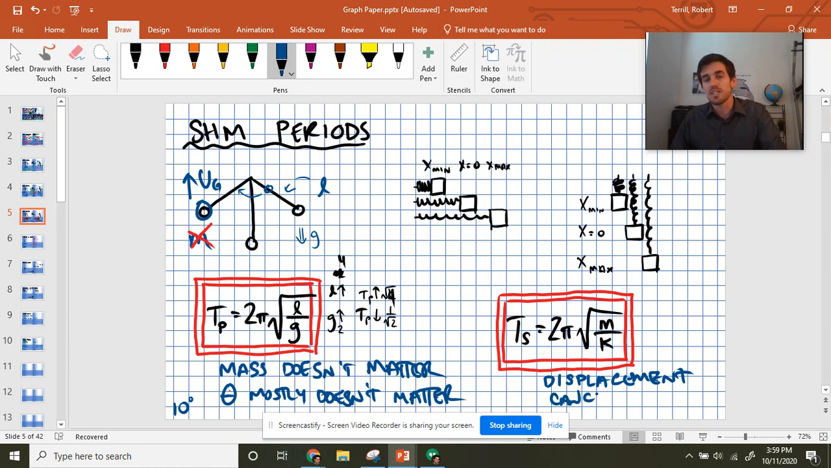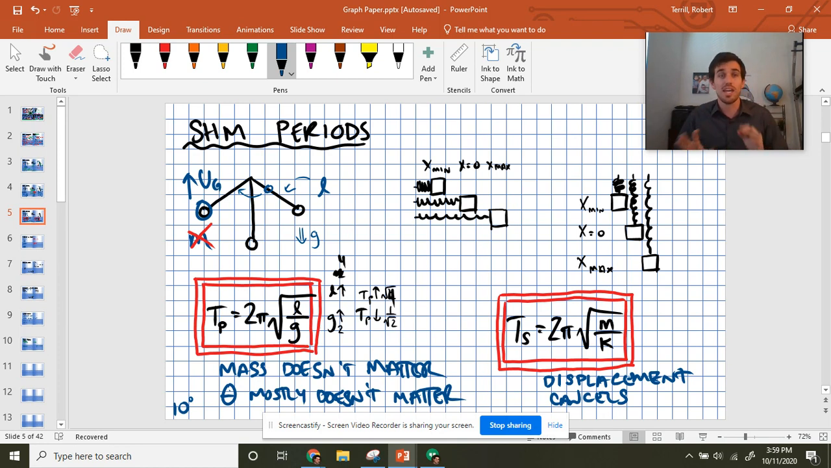So make sure you're paying attention to that. That's usually the kind of questions that they're going to ask. So you can say, all right, we pulled this back twice as far. How does that affect the period? And it doesn't. It affects the energy. It affects the speed in the middle, but it doesn't affect the period.